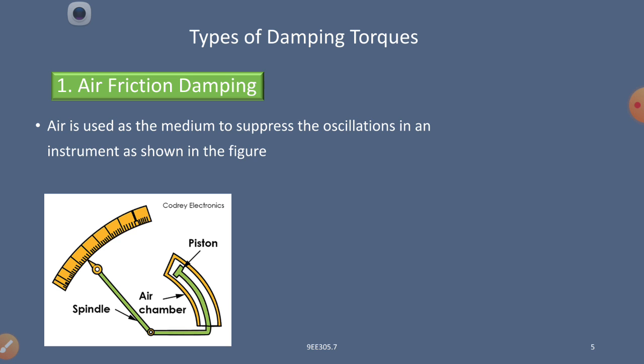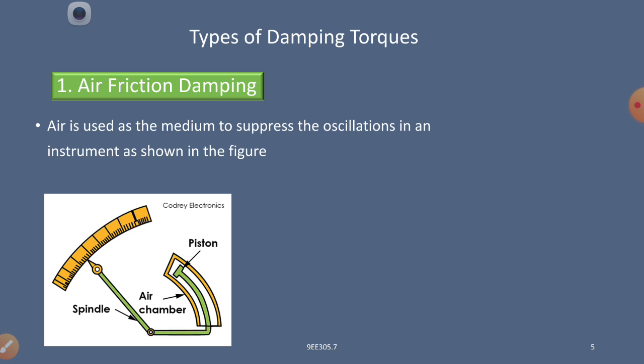So what happens here, at a glance in the figure you can see there is an air chamber, and in that there is a piston. The piston will move in the air chamber forward and reverse, and that is coupled to our spindle. Now the spindle is connected to our pointer. Once the spindle is moved by the deflecting torque, the pointer will move in the clockwise direction. Then what happens? The piston inside the air chamber tries to move down.